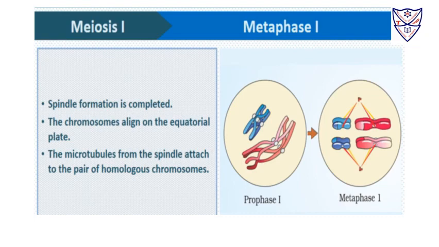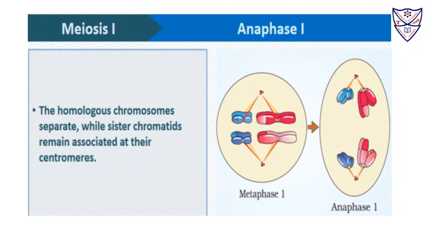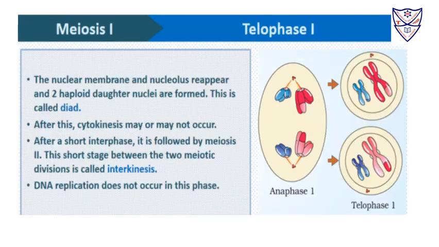Then we come to metaphase 1. Here the spindle formation is completed. The chromosomes align at the equator. The microtubules from the spindle attach to the pairs of homologous chromosomes. These are the changes you will see during metaphase 1. Then we come to the next stage, anaphase 1, where the homologous chromosomes start separating while the sister chromatids remain attached at their centromeres.